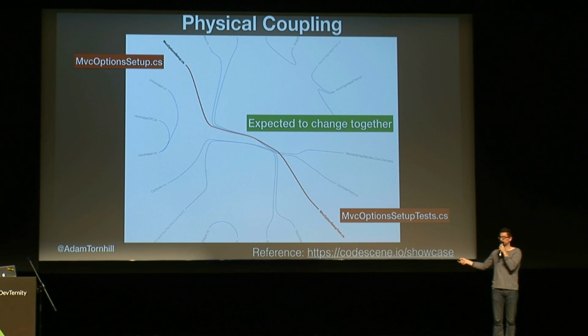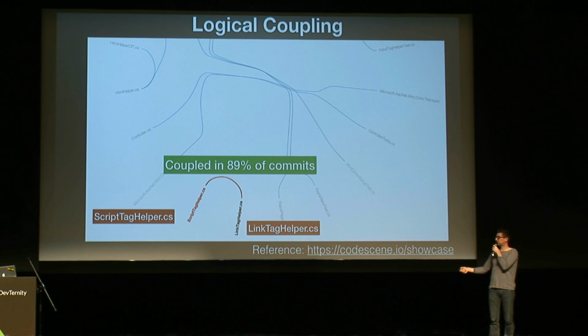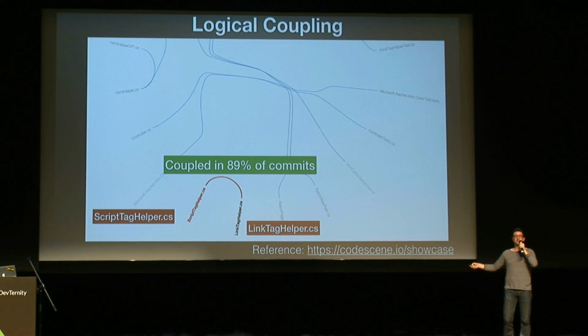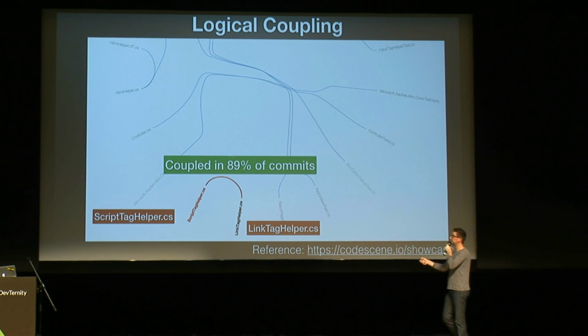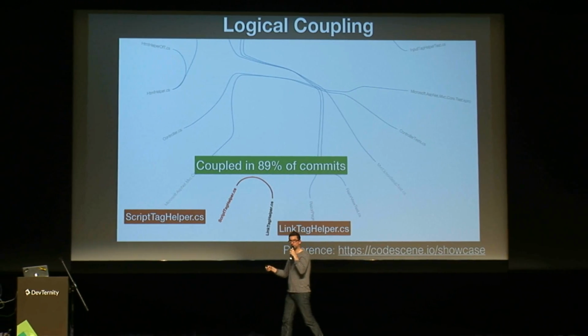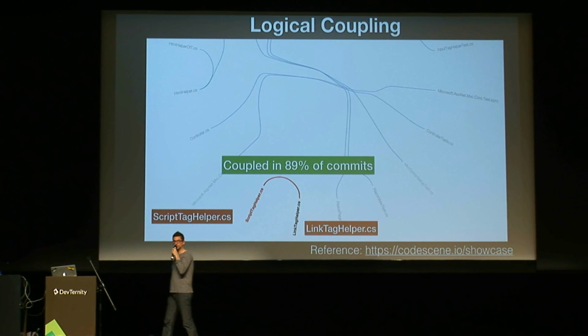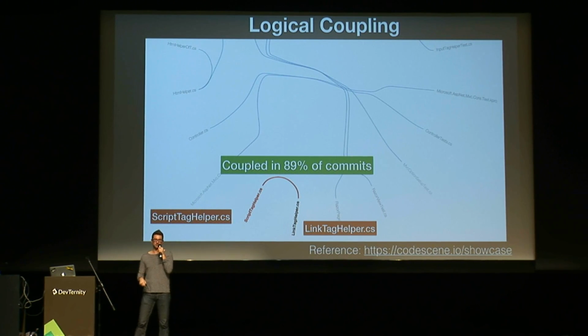For example, this one. Inside ASP.NET, there are two classes. One is called a script tag helper, and the other one is called a link tag helper. And if you look at the code, you will see that there's no direct dependency between them. And yet, they keep changing together in 89% of all commits. And they've been doing that for more than a year. How could that possibly be? To answer that question, I need to look at the code.